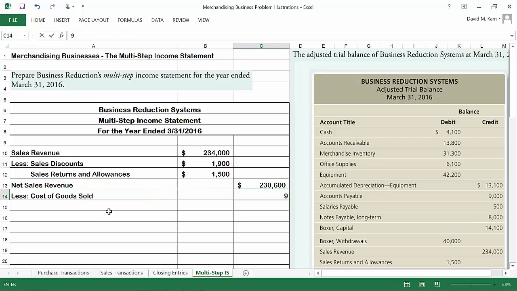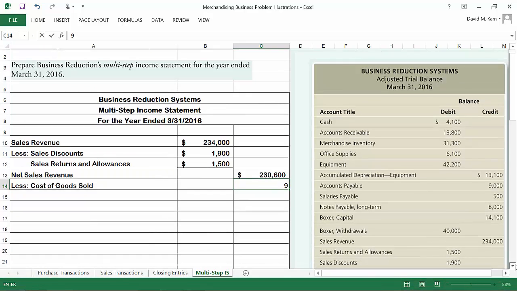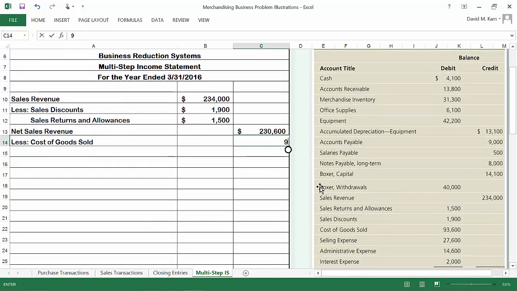So we have 93,000. Let's move this down a little bit so we can see our data here. There we go. 93,600, and that yields to us our gross profit. Now, you may also see this referred to as gross margin, so I will put that in parentheses. Either of those terms are correct. My accounting lab specifically uses gross profit, so I'd probably stick with that, but you may see both.